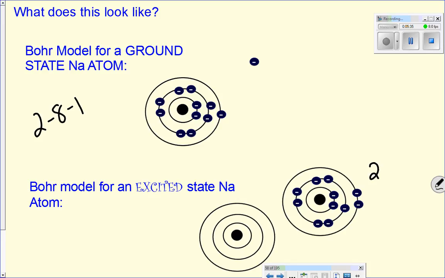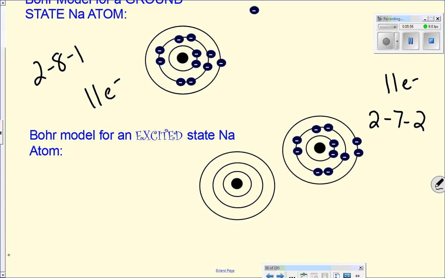So my ground state configuration was 2-8-1. This new configuration is 2-7-2. Now I want you to notice, sodium has 11 electrons when it's an atom. This sodium still has 11 electrons. We didn't change the number of electrons that we had. There are some things that you need to be careful of when you're making this excited state configuration.